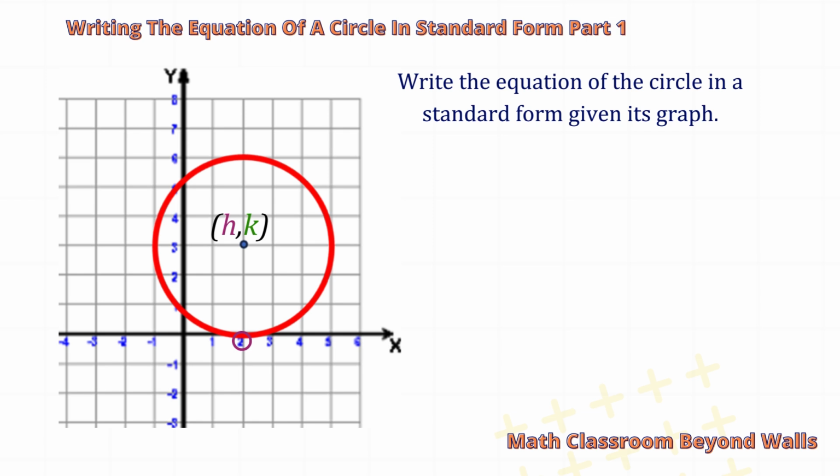Next, we find k, the y coordinate. Here is our y coordinate. What is the value along the y-axis? You are correct. It is 3. This is the y coordinate of the center of our circle. So the center (h, k) is at (2, 3).